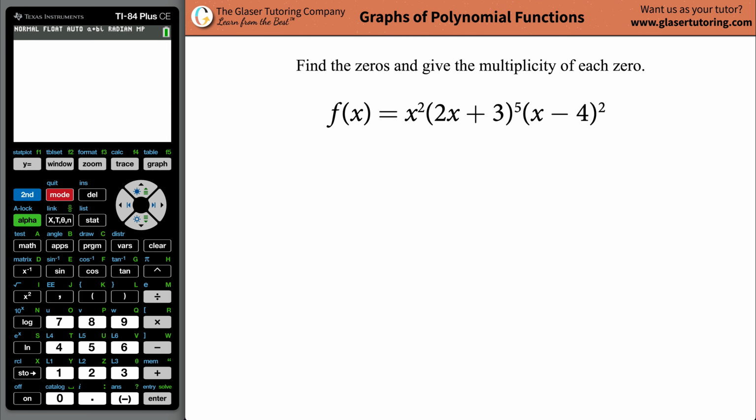Today, I would like to teach you how to find the zeros and give the multiplicity of each zero of the following function: x squared multiplied by (2x plus 3) raised to the fifth multiplied by (x minus 4) squared.